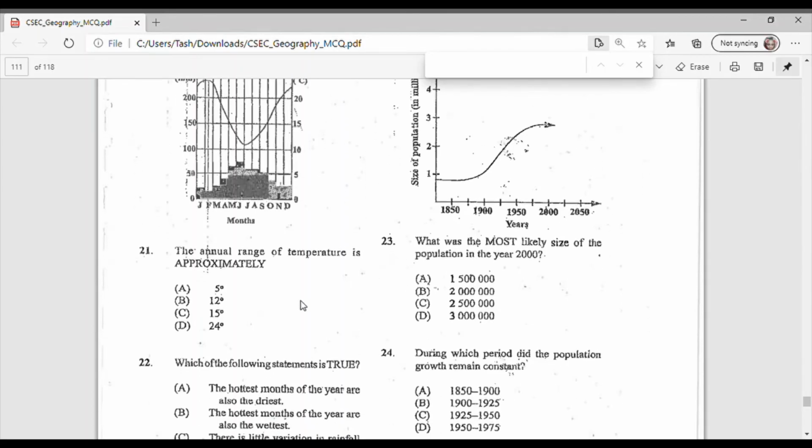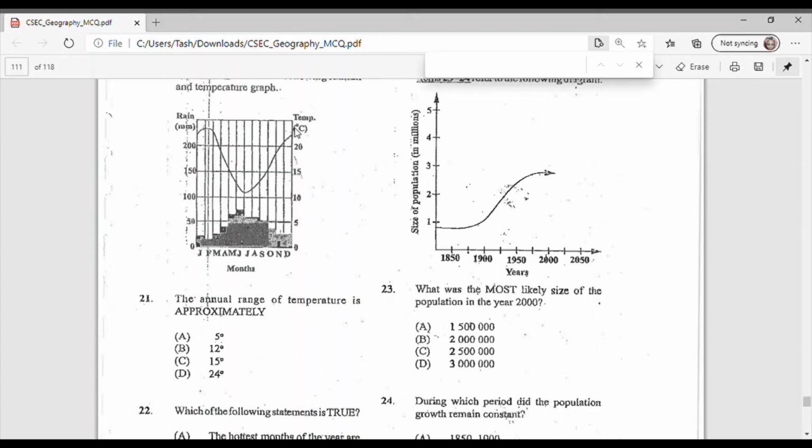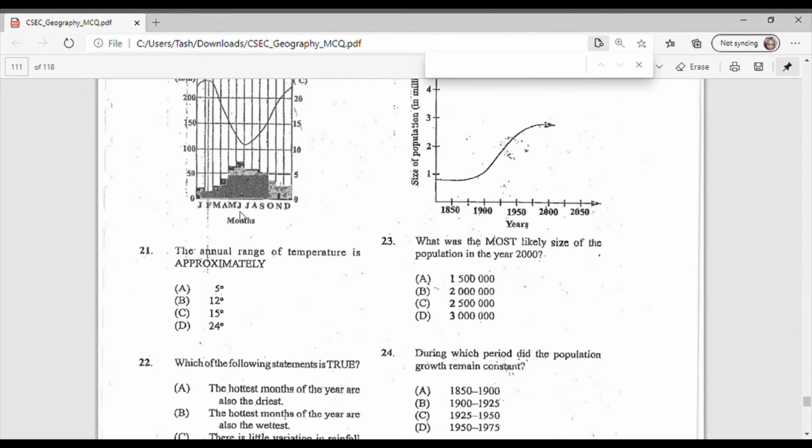A, the hottest months of the year are also the driest. So dry would mean limited amount of rainfall. So we have January, February. Those are the ones with the lowest amount of rainfall there. And for hottest, you would look at the temperature. We would look at the high temperatures. So there's a high temperature here, and then we have low rainfall. High temperature here, low rainfall. Low temperature here, high rainfall. So it looks as if letter A would have already been correct, which says the hottest months of the year are also the driest.